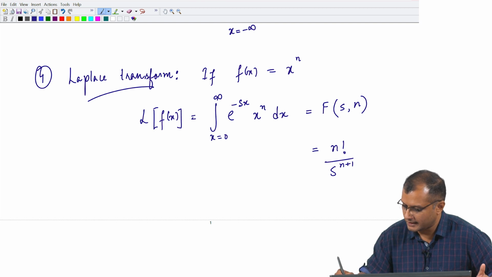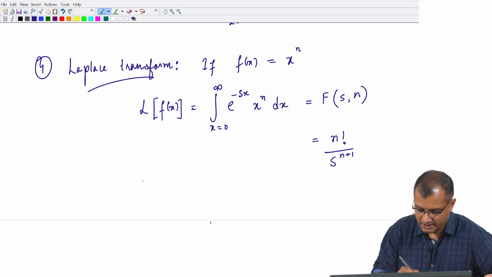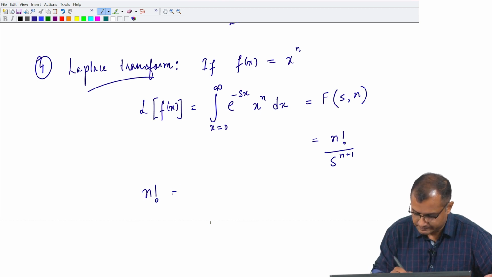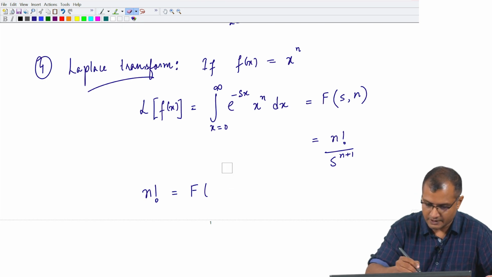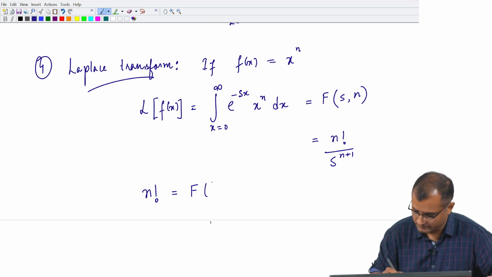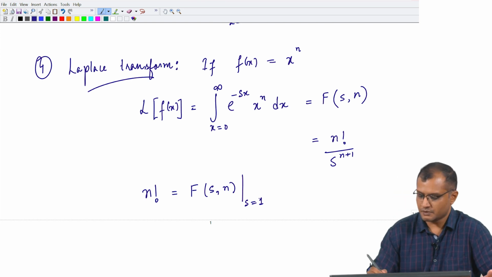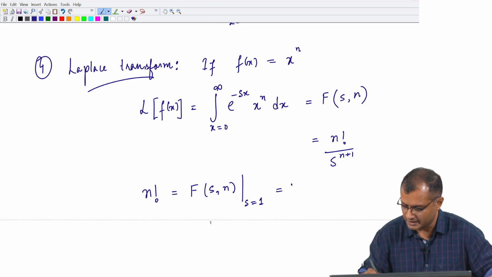Okay. And derive an important result that your n factorial is nothing but this function at s equal to 1, which we also call sometimes the gamma function.